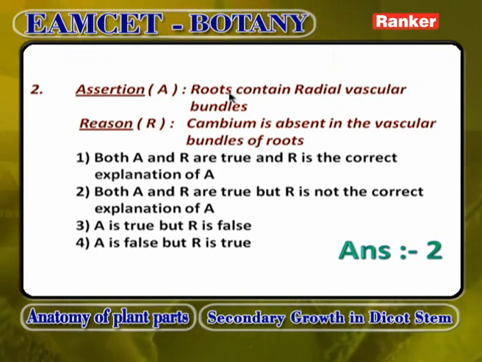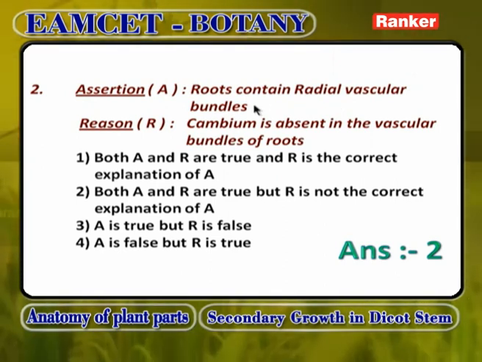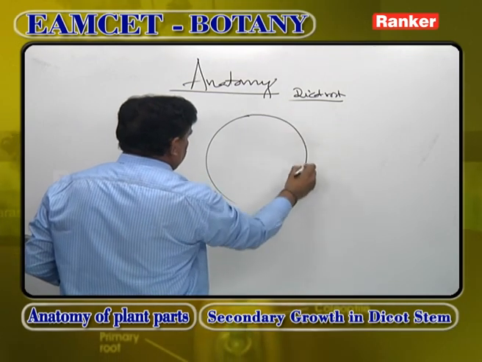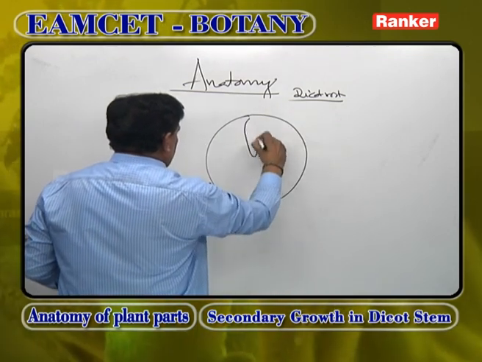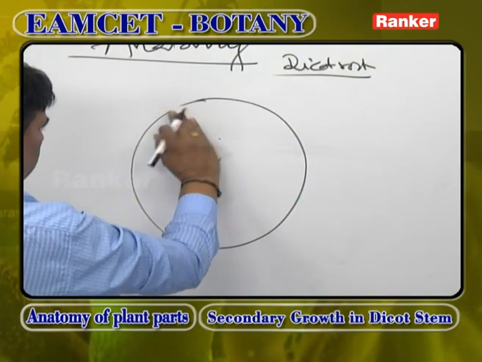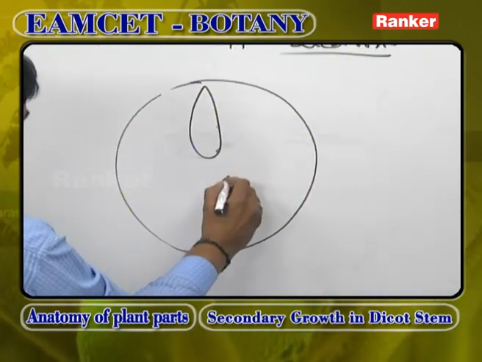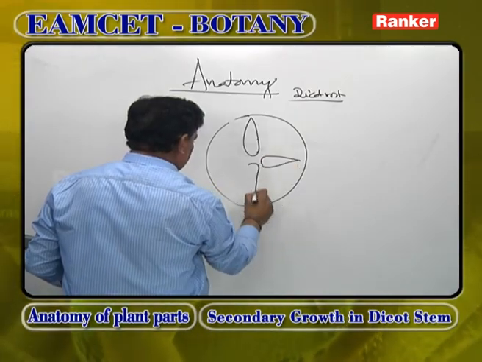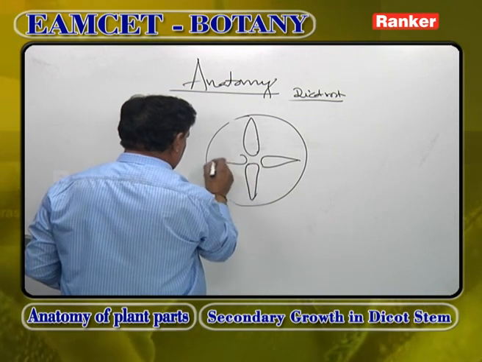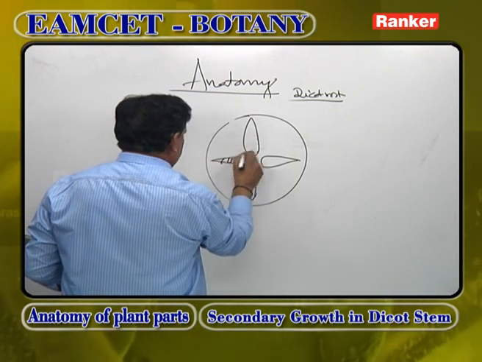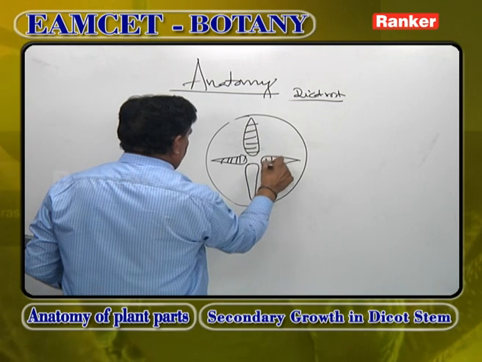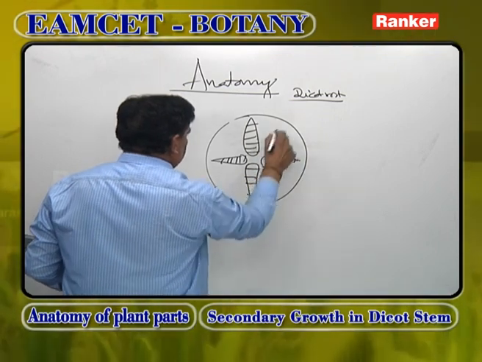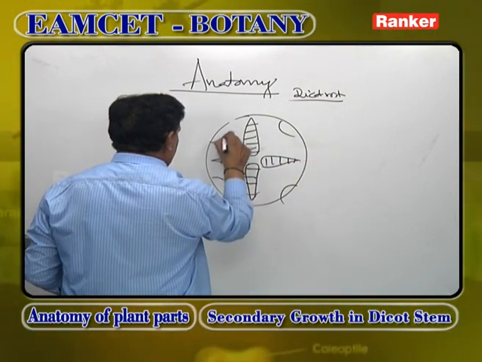Roots contain radial vascular bundles. This is an assertion reasoning question. What does radial vascular bundle mean? If you take a ground plan like this, xylem and phloem appear in separate radii but perfectly alternate with each other like this. This is called radial vascular bundle.